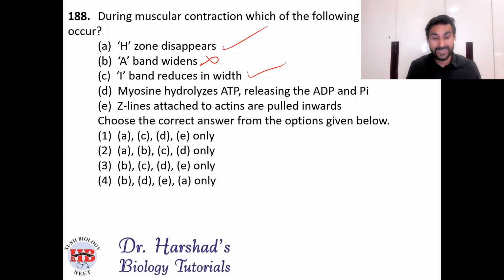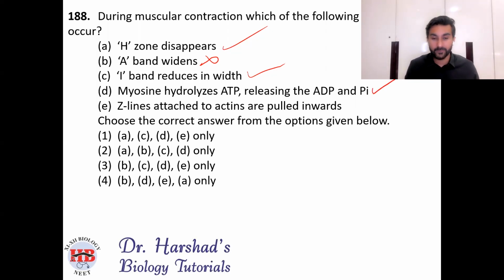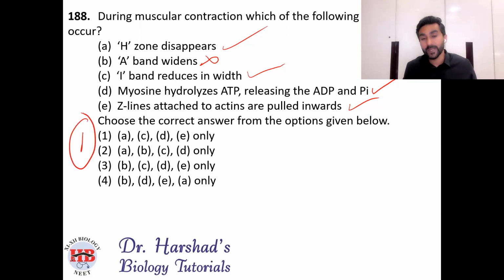Myosin hydrolyzes ATP. Yes, it has ATPase activity in the head, so it's a correct statement. Z lines attached to actins are pulled inwards. Correct. The Z lines move, so the length of sarcomere reduces. So statements A, C, D, and E happen. So option 1 would be our correct answer.